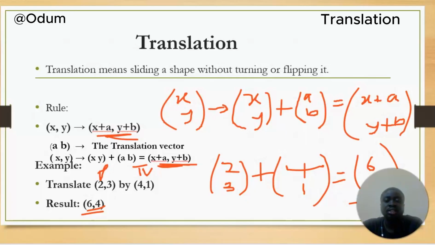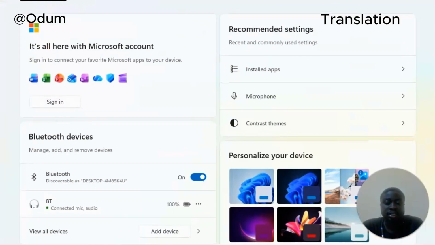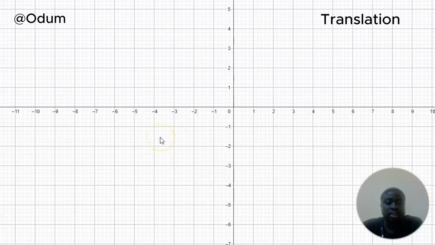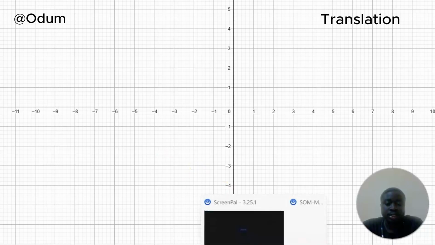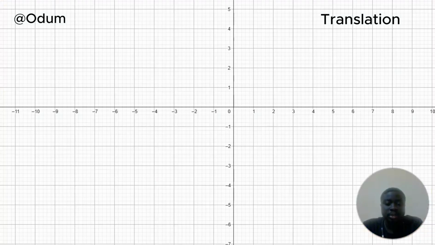Now let's try this example. We know that this is the point and this is the translation vector. Let's go to the graph and see how to represent that. We know our point to be (2, 3), so let's plot that point. Here is our 2 and here is our 3. So we have the point here, (2, 3).